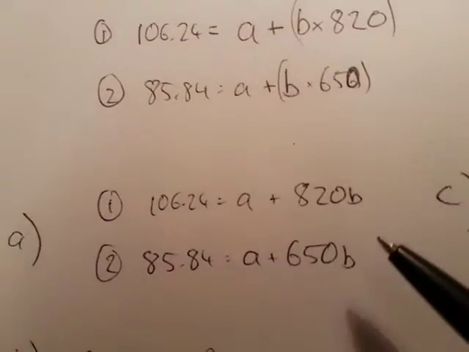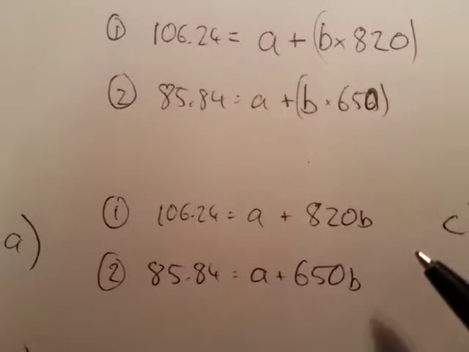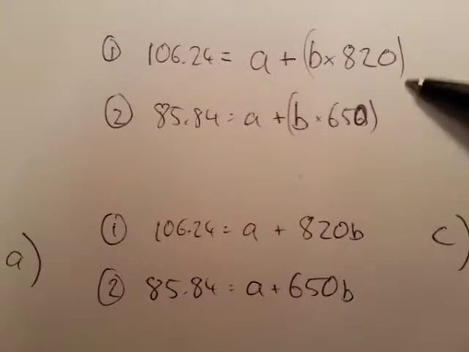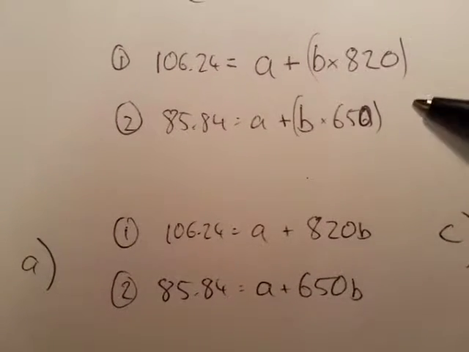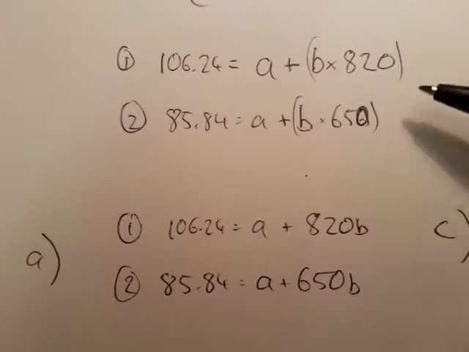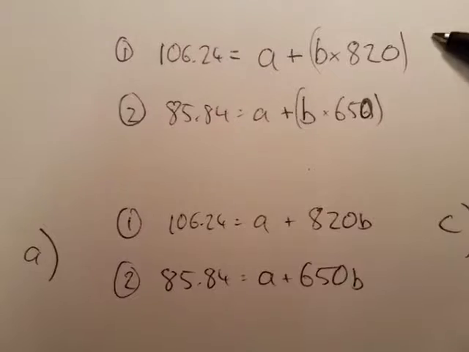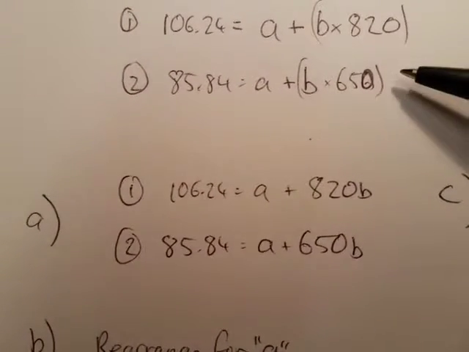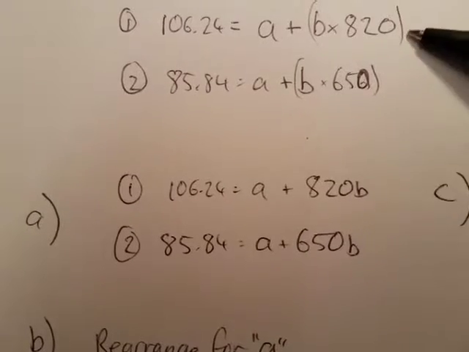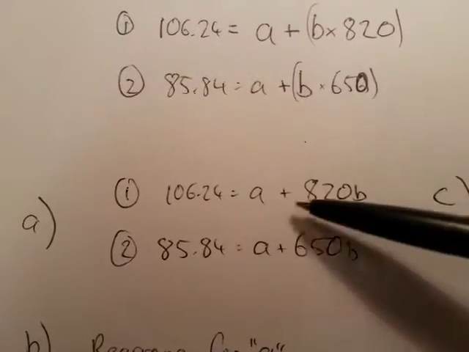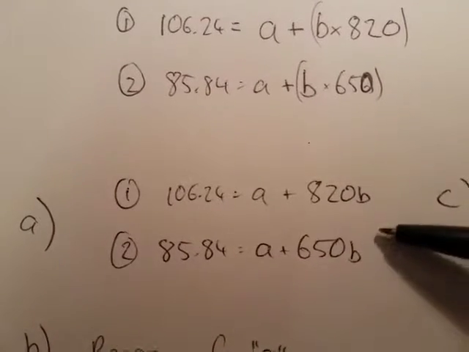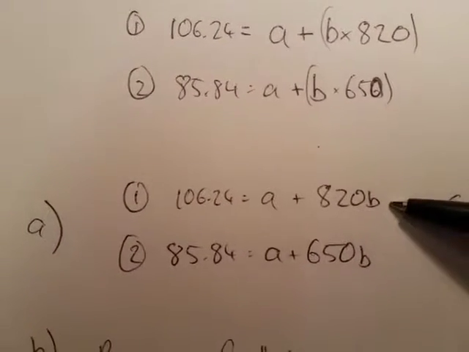Question A says, write down two equations in the variables A and B. So I just did that from the description. I wasn't answering the question yet. This asks you to put it in that form with the variables A and B. So I just tidied this up a little bit. Okay, so put it in a nice, sensible way, so an examiner can see what you've done.